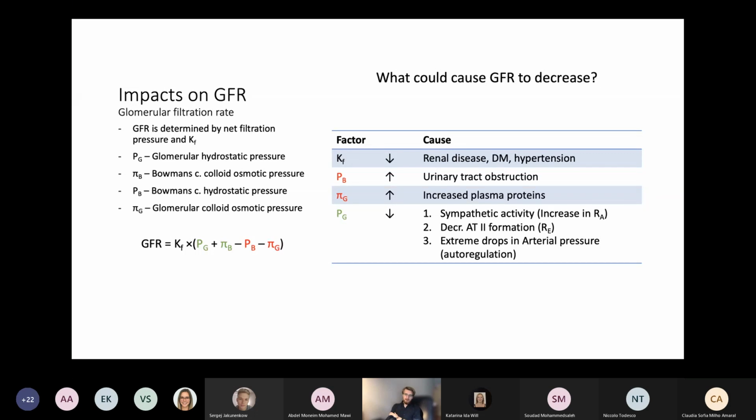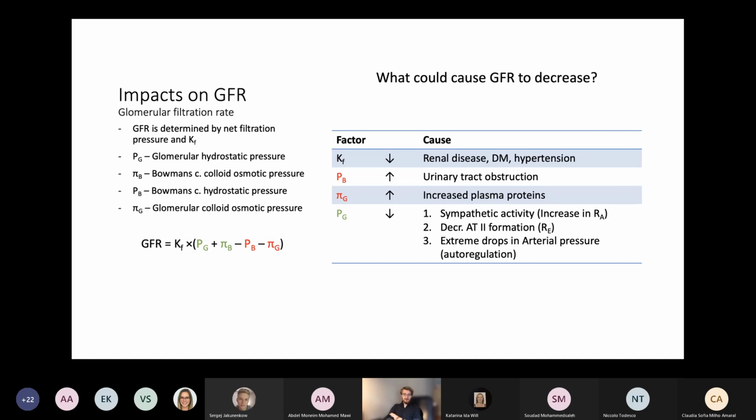Another reason why glomerular filtration rate might decrease is increasing colloid osmotic pressure. And how could that happen? Increased plasma protein concentration, for example, if we are severely dehydrated, or there's, for example, a liver dysfunction.